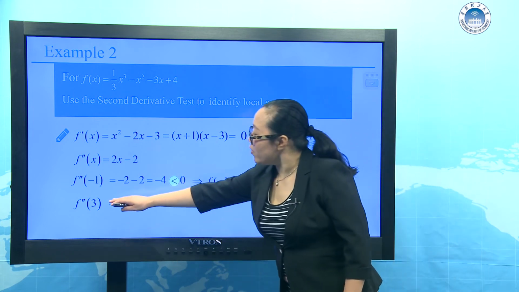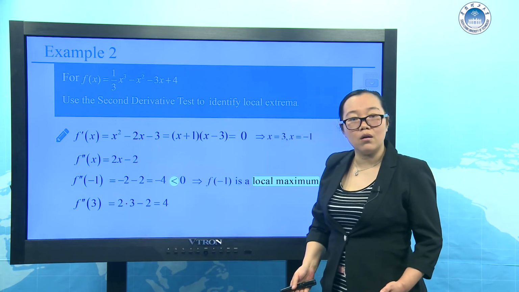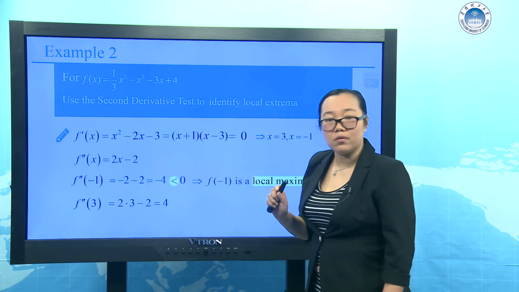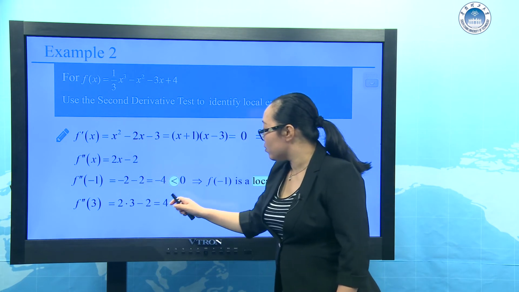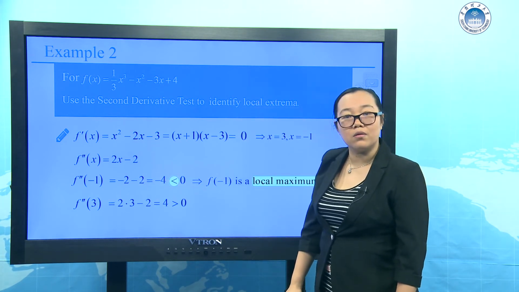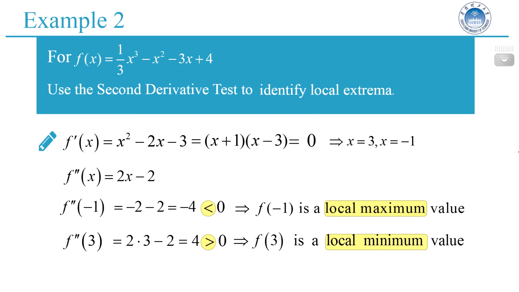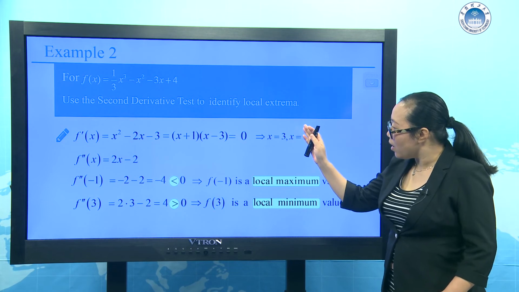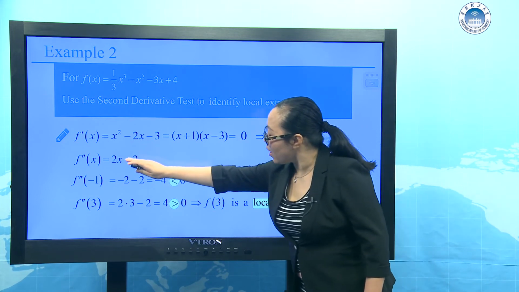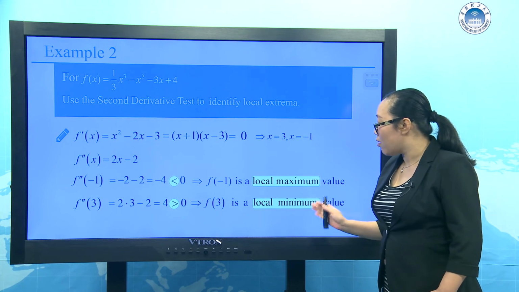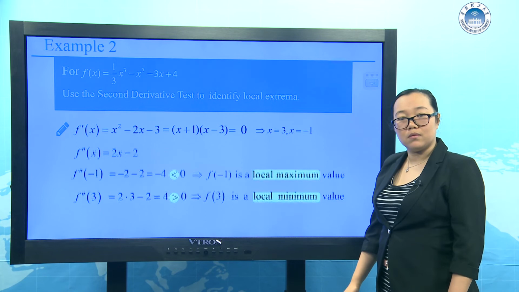Similarly, we will determine the sign of f double prime at the point 3. F double prime at 3 equals 4. 4 is greater than 0. So f of 3 is a local minimum value. Try to understand: according to our stationary points, minus 1 and 3, and the signs of f double prime, we determine local maximum or local minimum values.